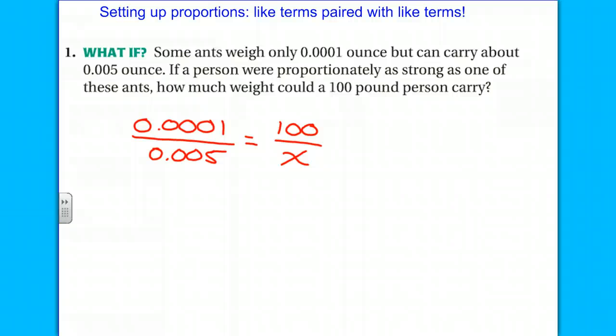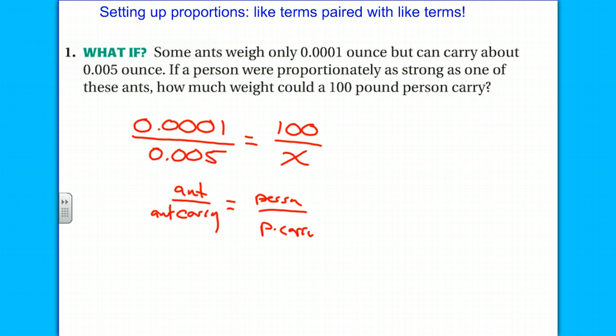So the way that Emily set it up was she put the ant over what the ant can carry, and she says that should equal the person's weight over what the person can carry. Okay, who else set it up like that? Okay, there are other ways to set up. Give me a different proportion.